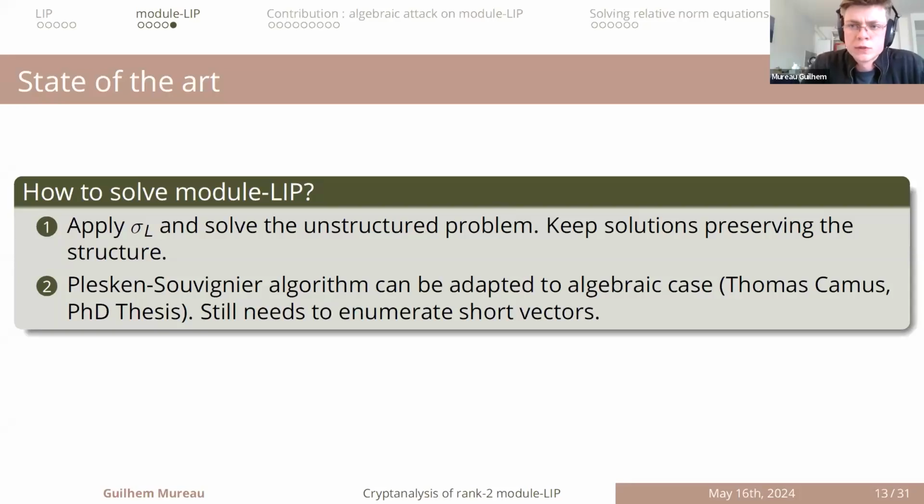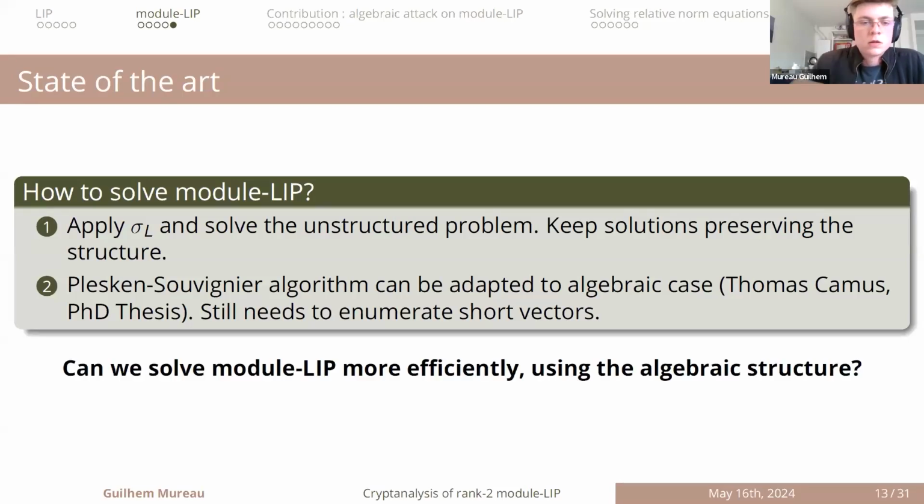And the Plesken-Souvignier algorithm we saw can be adapted to this case. That means you can adapt the Plesken-Souvignier algorithm to look for isometries which preserve the algebraic structure. But it still needs to enumerate short vectors, so this is still a very hard problem. And the question we asked is the following: can we solve module LIP more efficiently, using the algebraic structure?